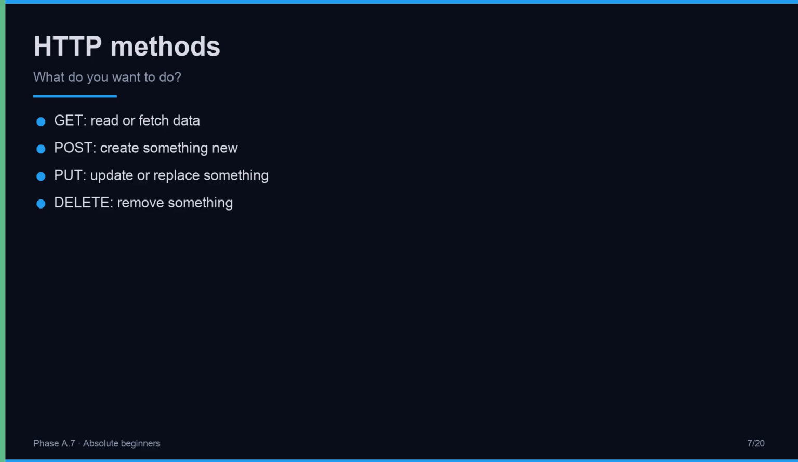Most beginner API work is GET, fetching data, reading responses. The other three matter when you start building tools that create or modify things. For now, hold the four verbs: read, create, update, delete. Four verbs.